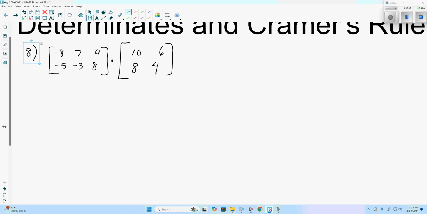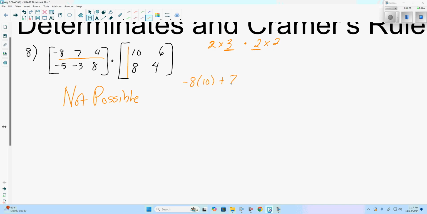Because for us to be able to multiply, the columns of the first have to match the rows of the second. Our first matrix here is a 2 by 3, and we're multiplying it by a 2 by 2. Columns of the first is 3, rows of the second is 2. Since those are different, this is not possible. Because when we go over and down, we would have -8 times 10 plus 7 times 8 plus 4 times.